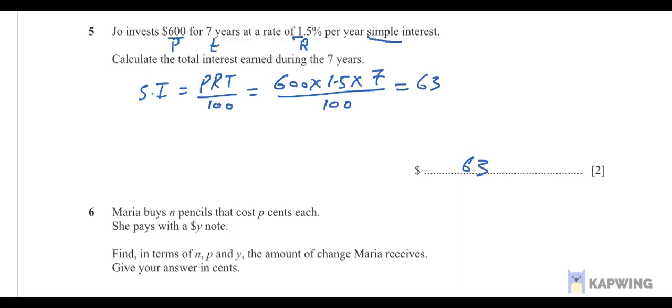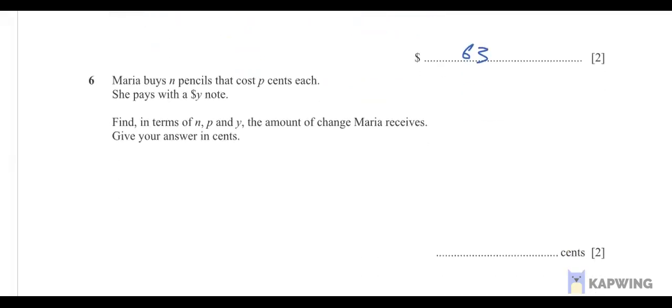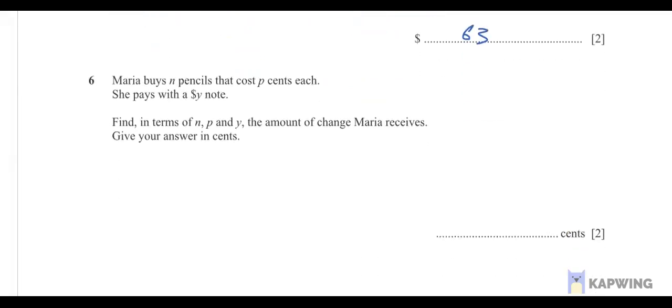Okay. Now next, question number 6. Maria buys N pencils that cost P cents each. She pays with a Y dollar note. Find, in terms of N, P and Y, the amount of change Maria receives. Give your answer in cents.